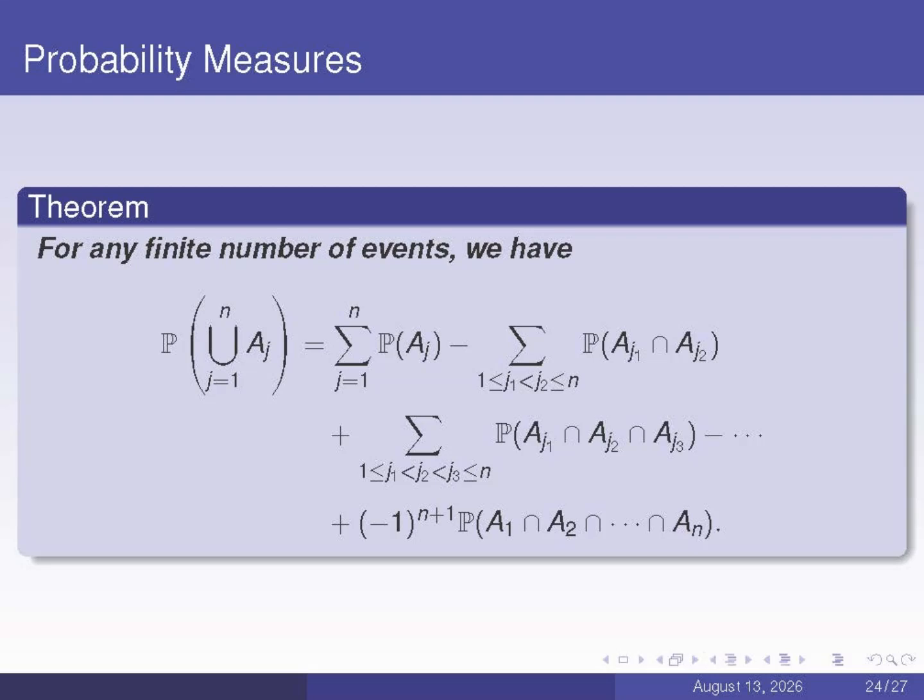This theorem presents the formula for computing the probability of the union of n events. It can be proved by mathematical induction together with the formula for the union of two events.